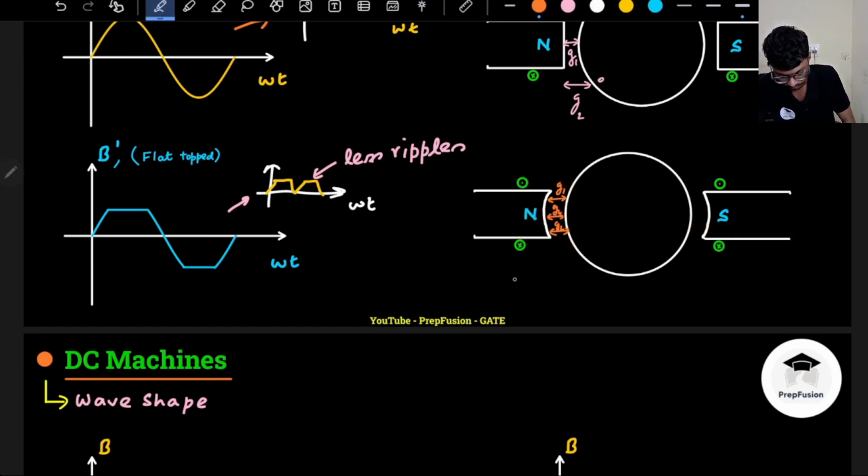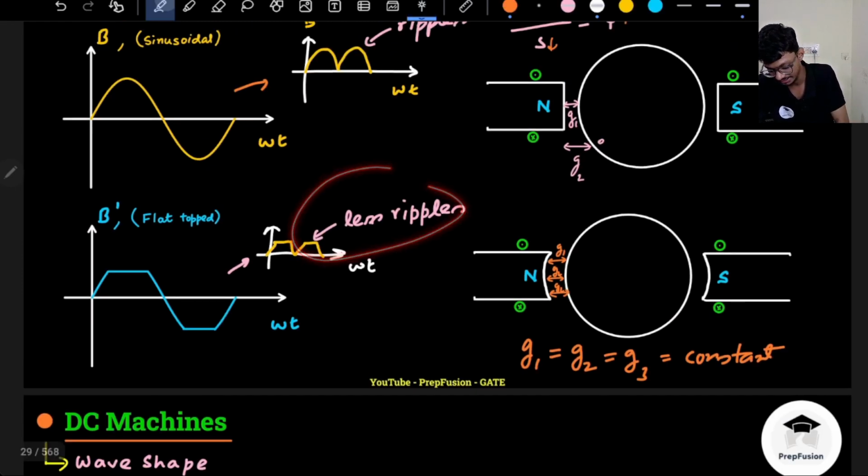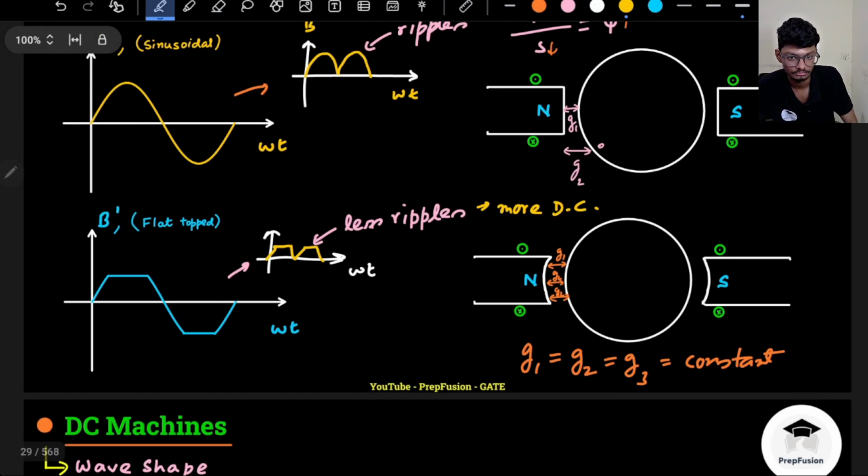So my G1 is equal to G2 is equal to G3, right? Air gap is always constant. So we make it constant to get to this form, to make our flux lines flat top so that there is less ripples, so that I get closer towards DC, more DC. So that is the sole reason why I want to do this, okay?